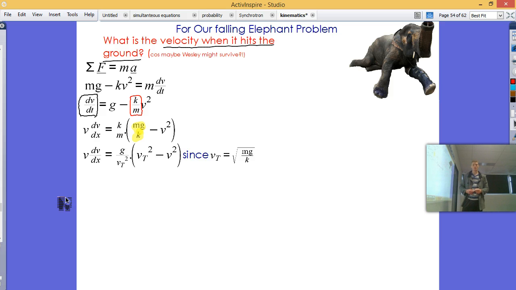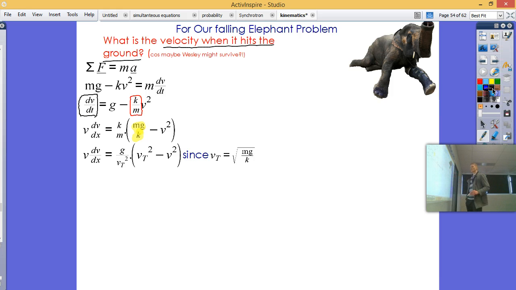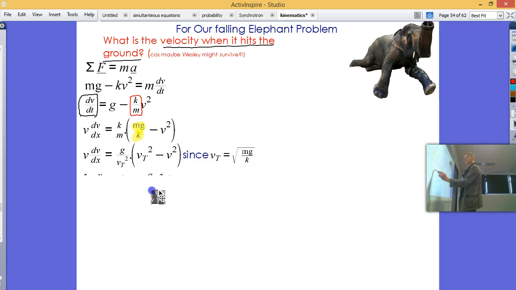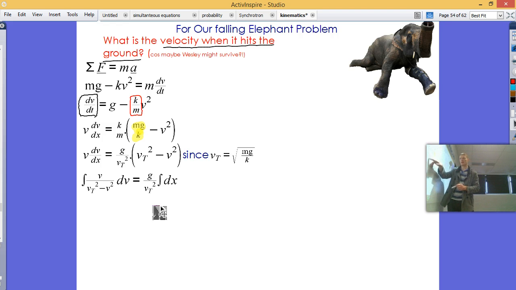And conveniently, I'm going to use that as the parameter because this is like my equilibrium solution, and it's popping up inside my workings out of solving my DE. And also my k on m, just by rearranging that a little bit, I've also got that's equivalent to g on vt squared. Okay, so let's continue. We've got then a bit now where I'm going to separate my dv and dx and put all the v terms to the left hand side.